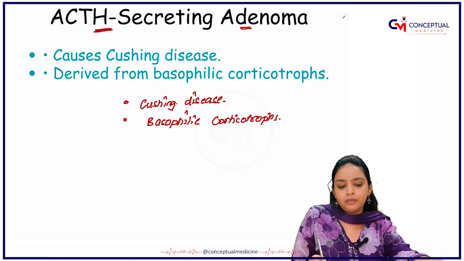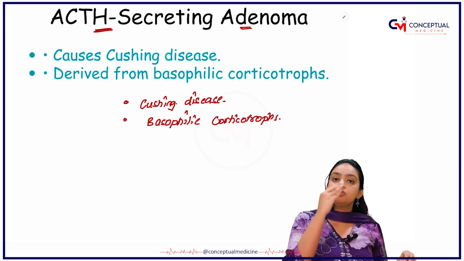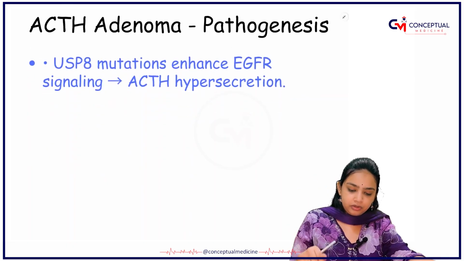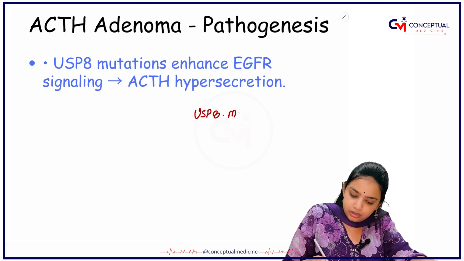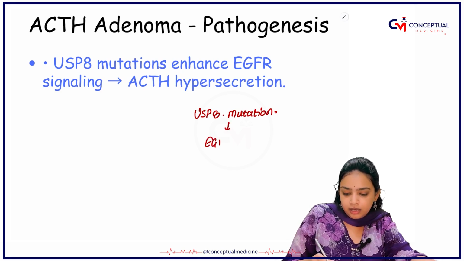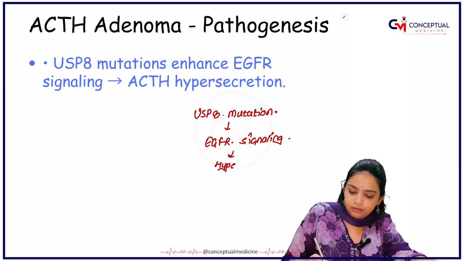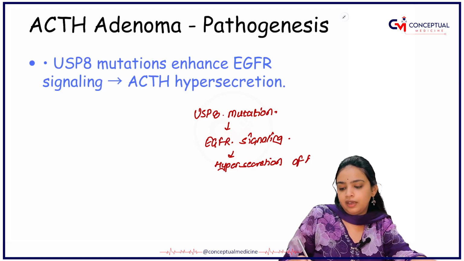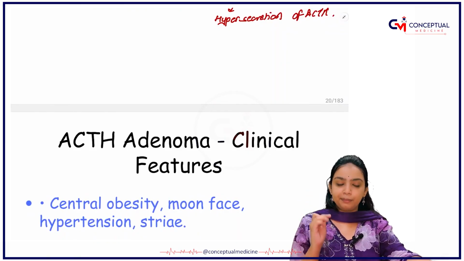Okay, this thing you need to keep in mind, that whenever we are talking about the ACTH, one thing that should come to your mind is Cushing disease. Okay, if I talk about the pathogenesis, what happens is there is a USP8 mutation which enhances the EGFR signaling, and there is hypersecretion of ACTH. This thing you need to keep in mind.